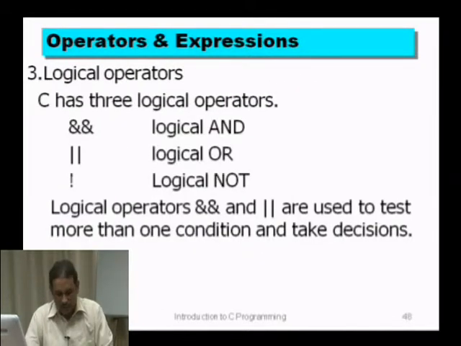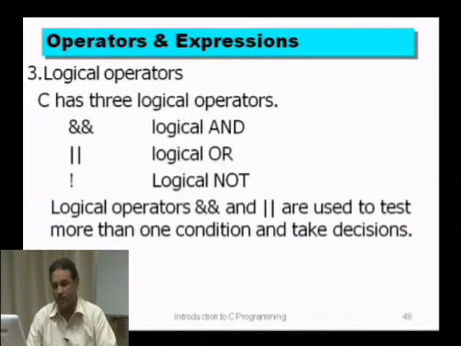Next are the logical operators. What do we mean by logic? Logic is nothing but a comparison again. C has 3 logical operators: logical AND, logical OR, and logical NOT. Logical AND is written with two ampersands, and OR and NOT have their own notations.